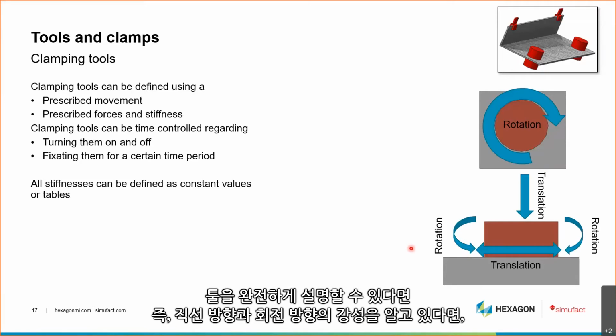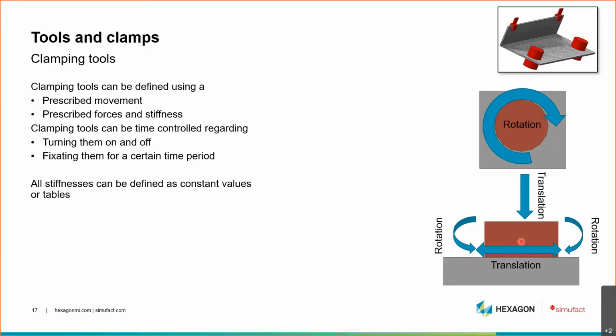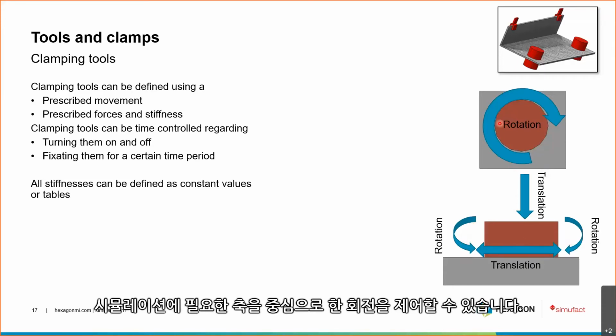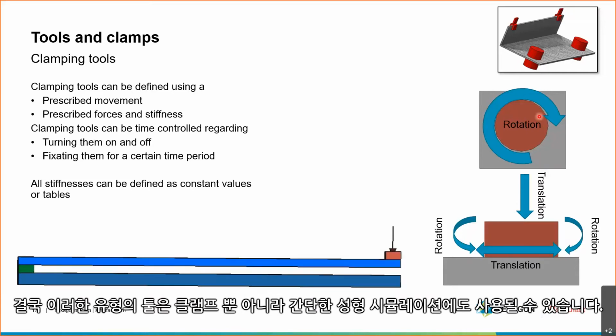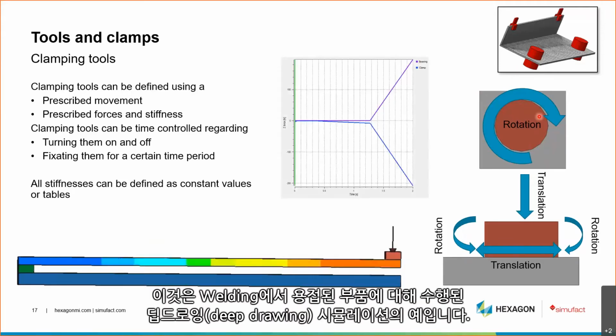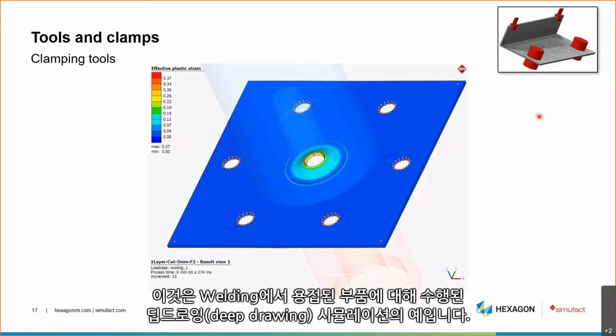So if I have a full description of a tool, I have certain translational stiffnesses, I have rotational stiffnesses, and I can also control the rotation around the z-axis if it is needed in the simulation. So at the end, such a tool can not only be used as a fixing tool, but also for simple forming simulation.